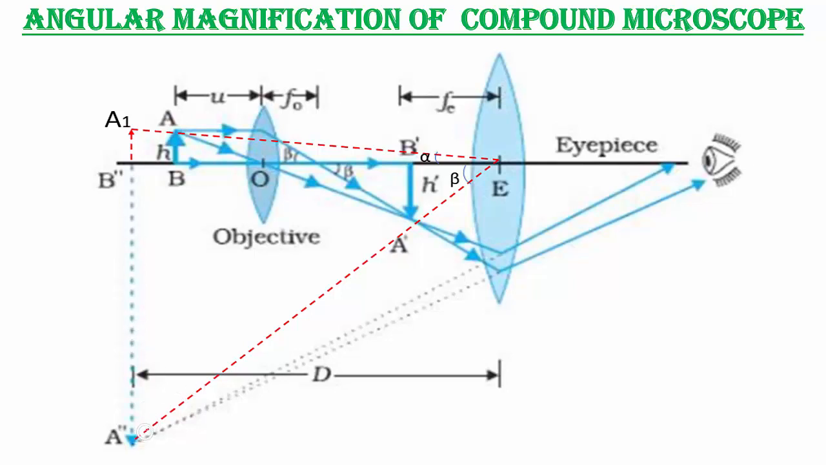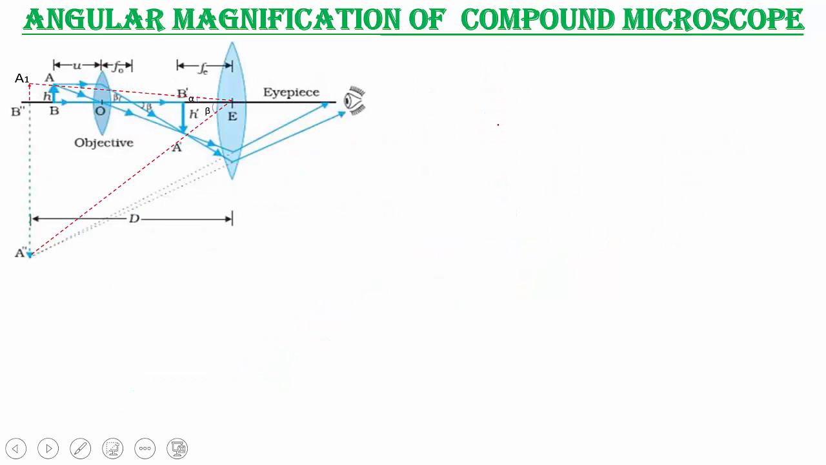So, now this is the visual angle subtended by the image, that is beta, and here alpha is the visual angle subtended by the object. The object should be at least distance, so that AB is shifted to A1B double dash, that is at least distance of distinct vision. Now we can write the value of alpha and beta. See here, so you can observe the ray diagram.